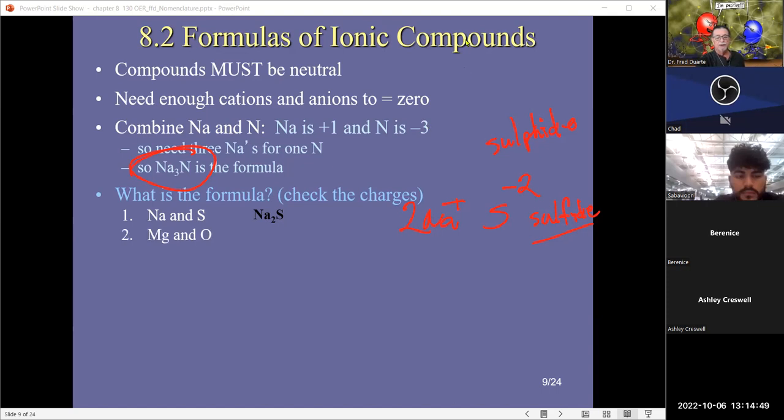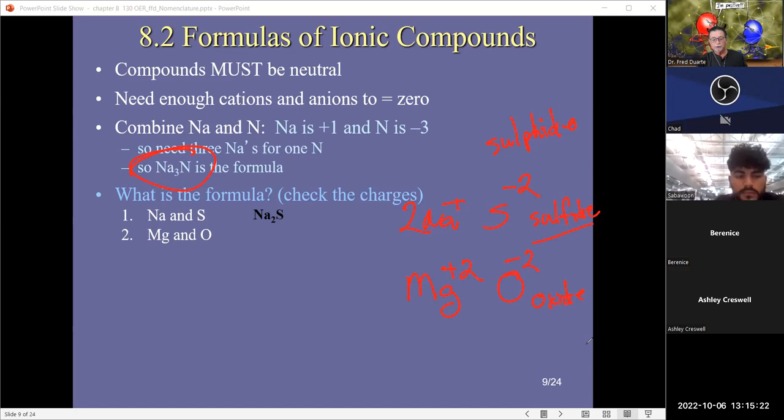All right, the next one, magnesium and oxide. We need to first convert them into ions, step number 1. So magnesium is a group 2 element, so it becomes a +2 when it becomes an ion, specifically a cation. Oxygen's in the same group as sulfur, so it becomes a -2. And its name changes from oxygen to oxide.